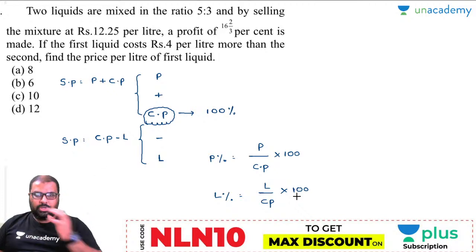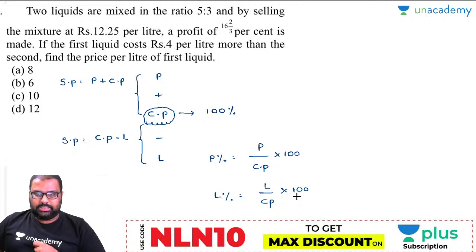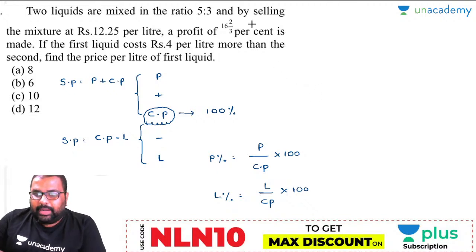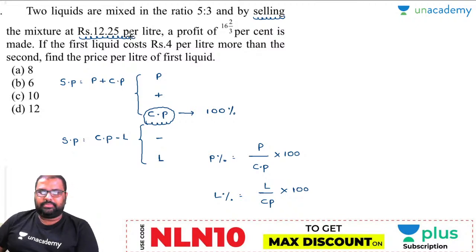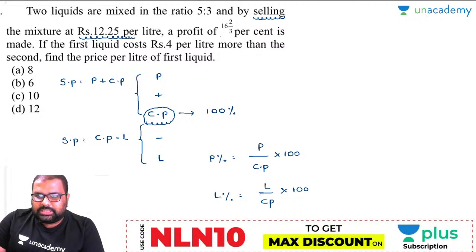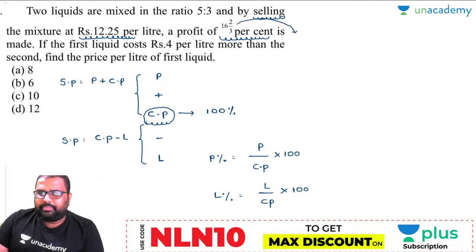Don't worry about it. Two liquids are mixed in the ratio 5 is to 3. Already they are given that their mixing ratios are also given. By selling the mixture at 12.25 per liter, a profit of 16 2 by 3 percentage is obtained. Now, can anybody say how much is 16 2 by 3 in fraction? We have done in percentages. Is it 1 by 6?